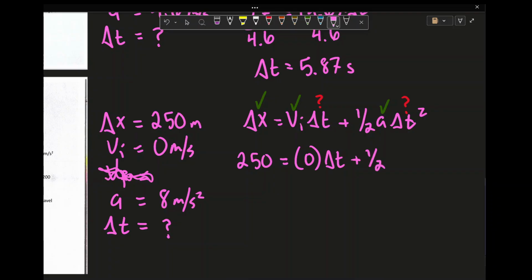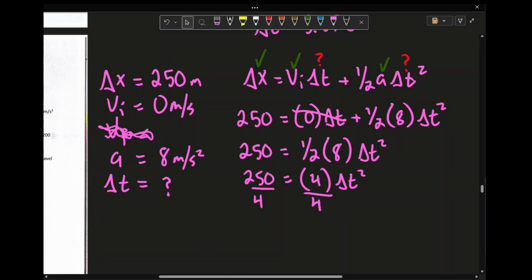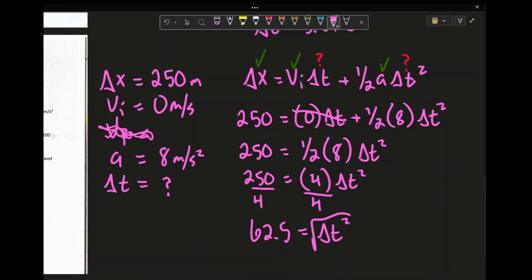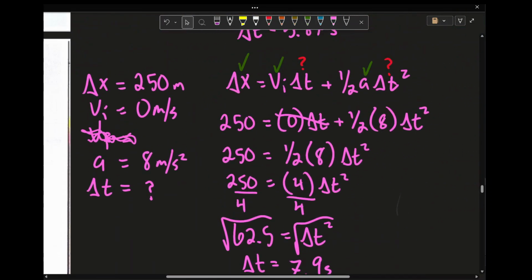So if we write this out, this term, 0 times delta t, is 0. So we get 250 equals 1/2 of 8 times delta t squared. And then 1/2 of 8 is 4, times delta t squared, divide by 4. And we get 62.5 equals delta t squared. Take the square root, and we get a delta t of 7.9 seconds. Do I agree with myself? I do. All is well.